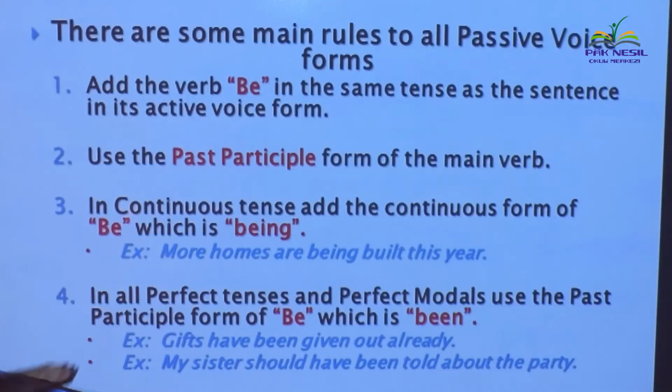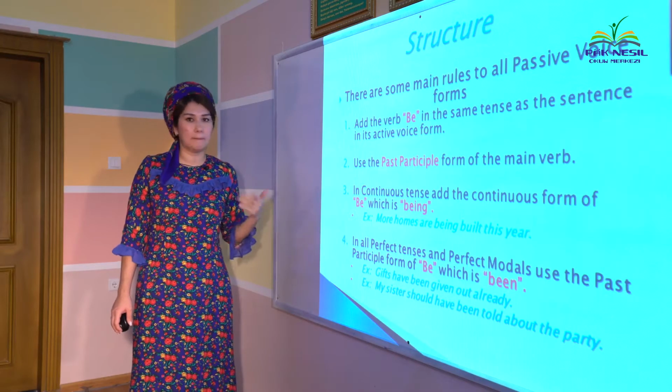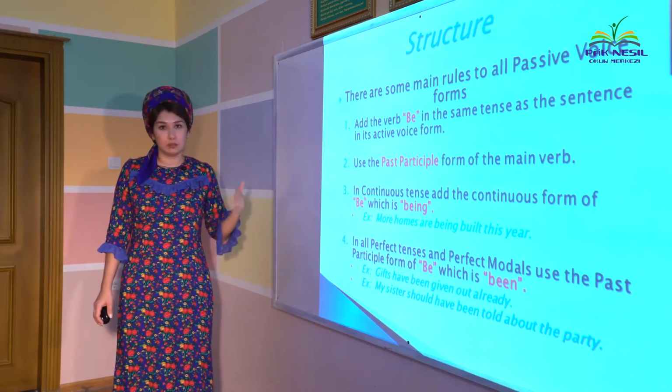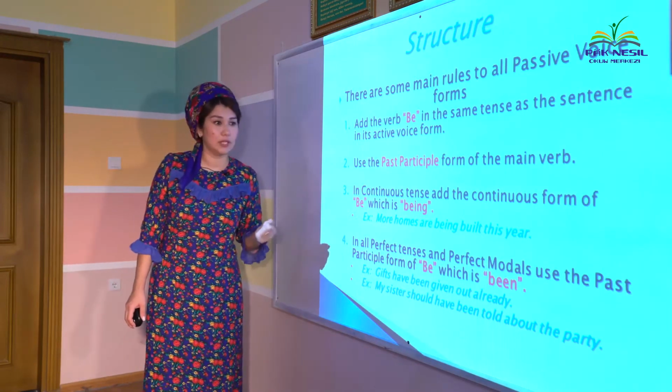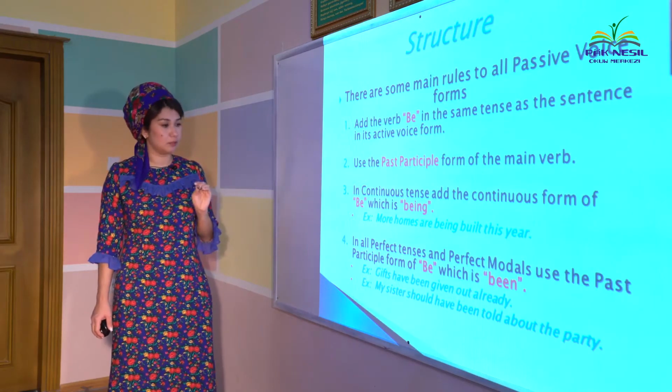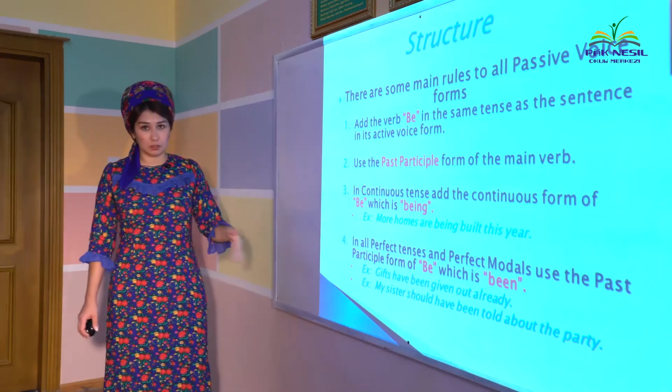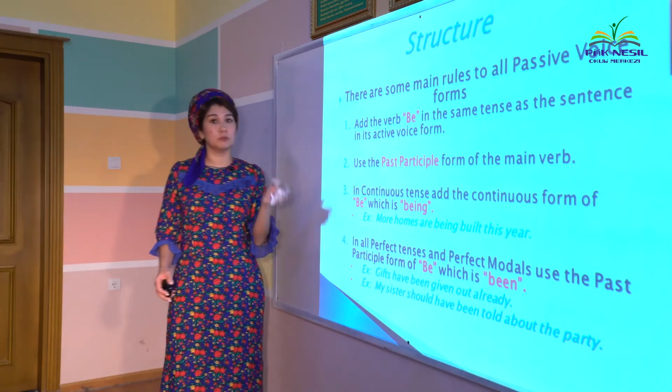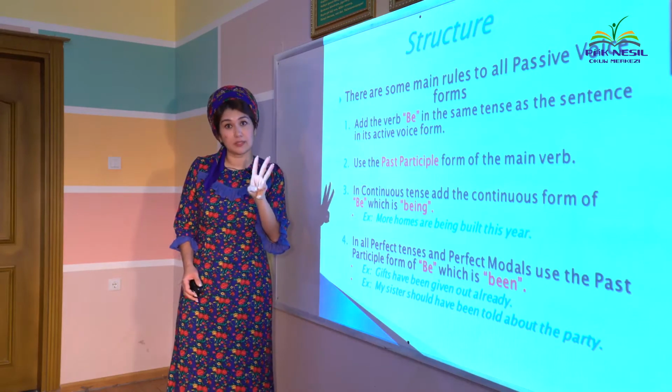And the last structure rule. In all perfect tenses and perfect modals, if you have modal verbs like should, must, can, will, and so on, there are many in English, you should use the past participle form of be, which is been. If it's a perfect tense, don't forget about have, has. If it's present perfect, have been, and then you should use the past participle form of the main verb, the third form.